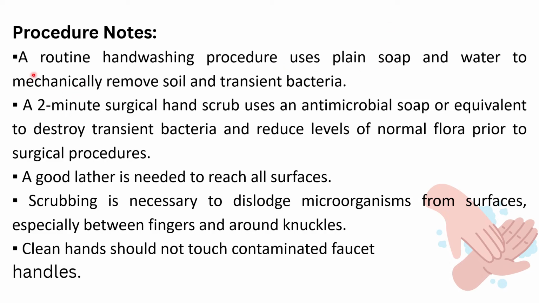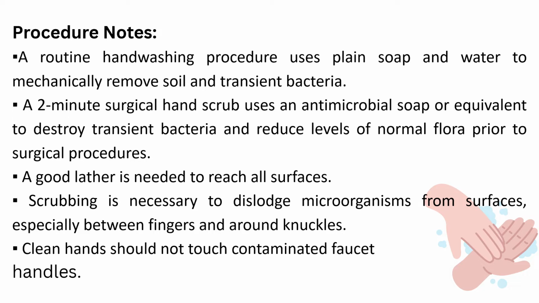Additional notes before we proceed. A routine hand washing procedure uses plain soap and water to mechanically remove soil and transient bacteria. A 2-minute surgical hand scrub uses an antimicrobial soap or any equivalent to destroy transient bacteria and reduce levels of normal flora prior to surgical procedures. A good lather or foam is needed to reach all the surfaces. Scrubbing is necessary to dislodge microorganisms from surfaces, especially between fingers and around the knuckles.